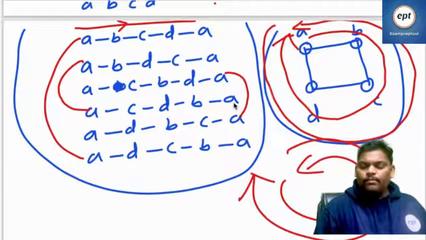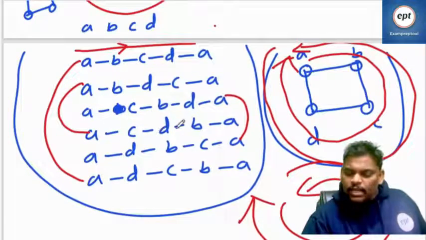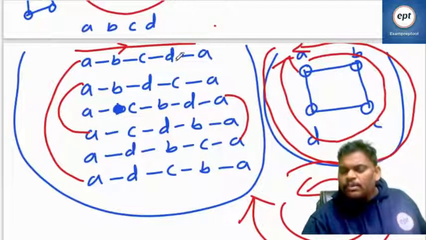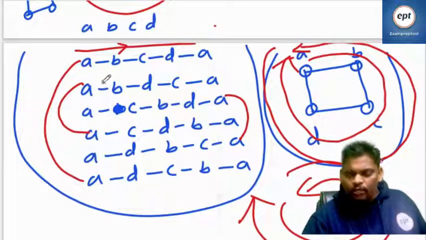Are you getting it? So it looks like 3 cycles. It looks like 6 cycles. But if you take clockwise or anti-clockwise, it is the same meaning, because the edges are the same edges only. If you want, you can verify.